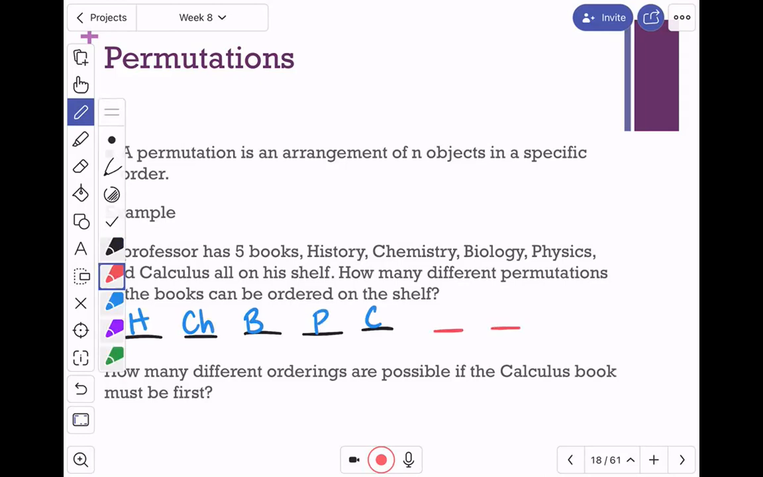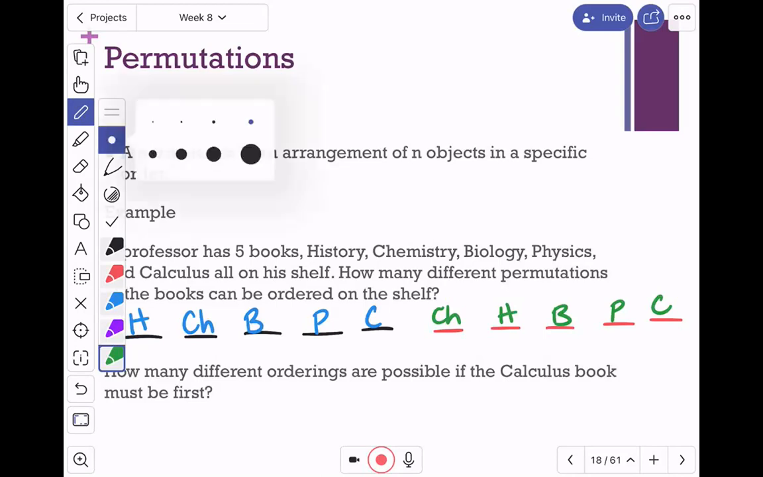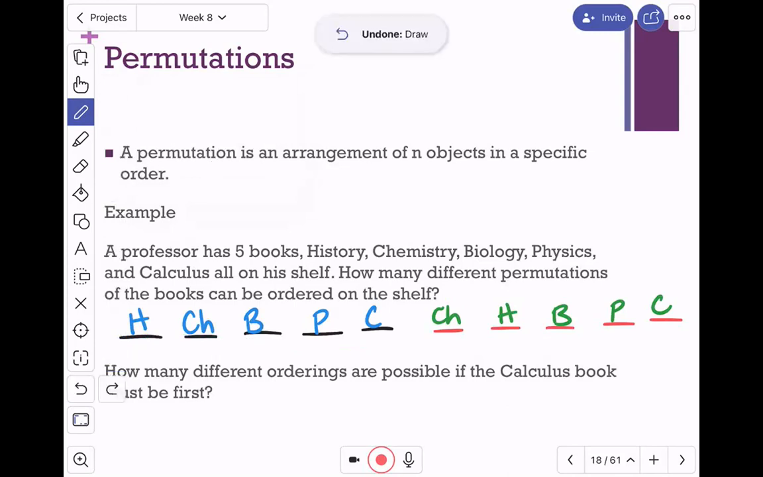Here's a new ordering: 1, 2, 3, 4, 5, as chemistry, history, biology, physics, calculus. Is that the same ordering? Yes or no? No, they're different, right? Question is then, how many of these different arrangements can you get?